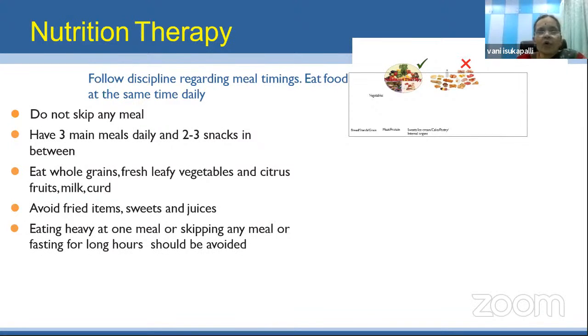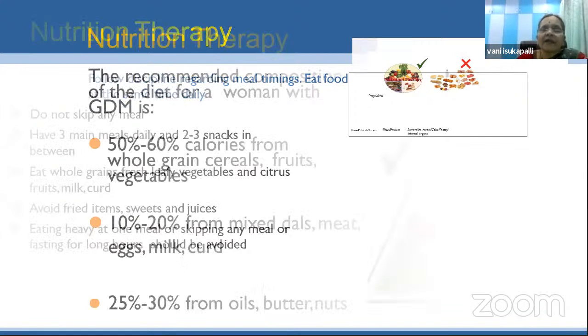Ask her to have whole grains, fresh leafy vegetables, citrus fruits. So these are better than the other food items. Avoid any deep fried items, sweets or juices. Eating one heavy meal and skipping other meals is not at all advised for GDM patients on nutrition therapy.